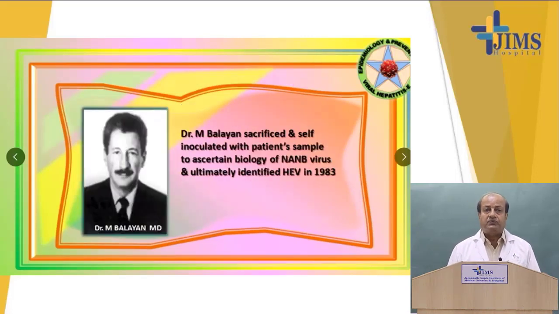Dr. Mikhail Balayan from the Academy of Science of Moscow went to investigate an epidemic of jaundice among the Soviet soldiers in Tashkent, where he ultimately wanted to find out the biology of the non-A, non-B virus. He could not find any avenue to bring the virus to his own laboratory in Moscow. Therefore, he sacrificed himself and self-inoculated with the patient's samples and ultimately developed jaundice and hepatitis. In Moscow, he studied his own stool and urine samples and finally found the HEV virus in 1983 and documented his papers.